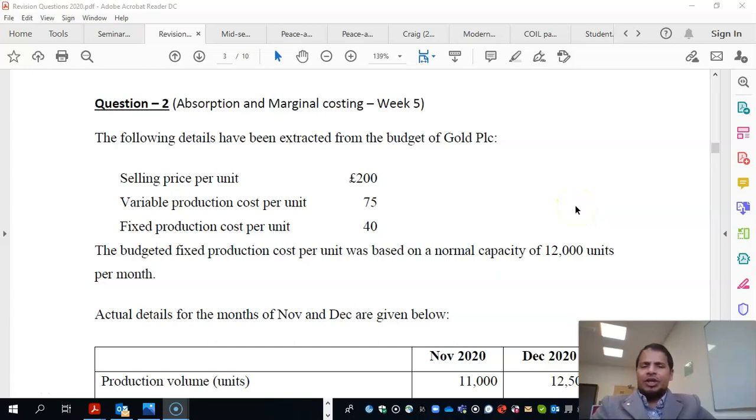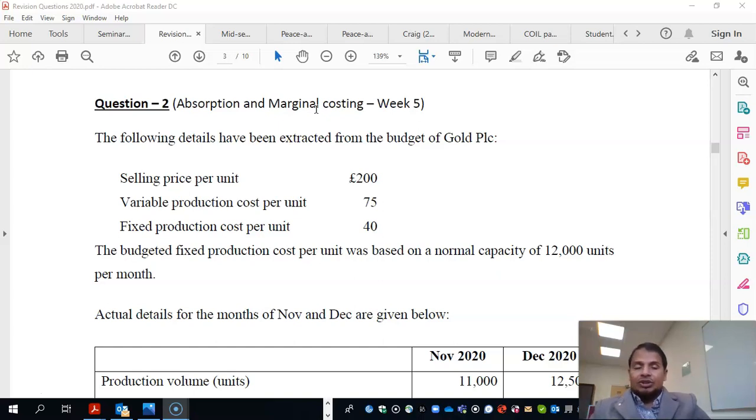All right, so now question number 2 is relating to chapter or week 5, absorption and marginal costing. As you hope you could remember, we prepared two different income statements and compared the profit, and also we prepared a reconciliation statement reconciling the profit that we have calculated based on absorption costing and marginal costing. So two different costing systems.